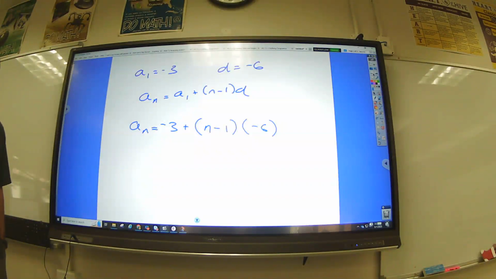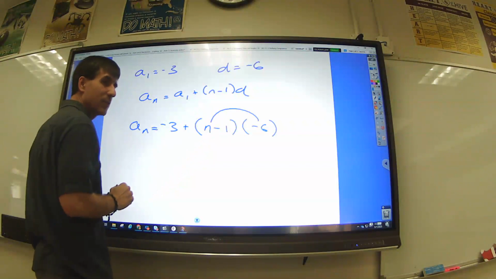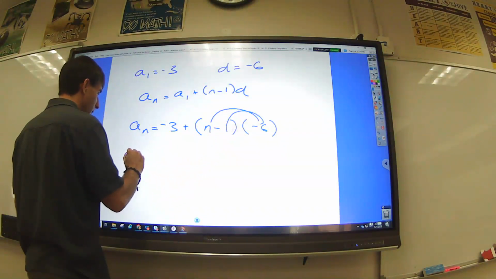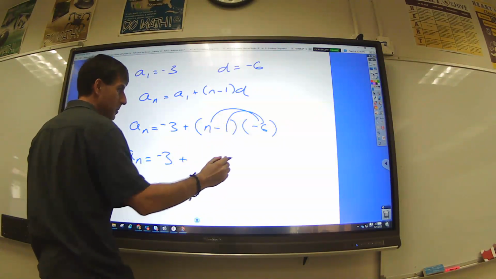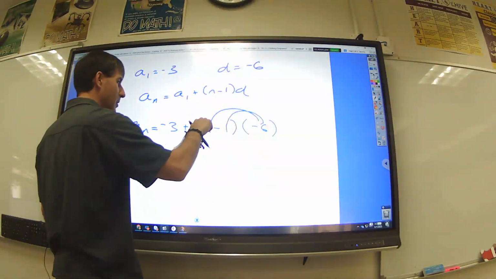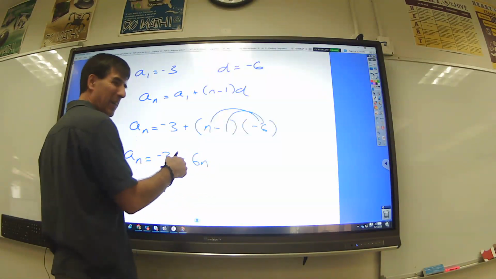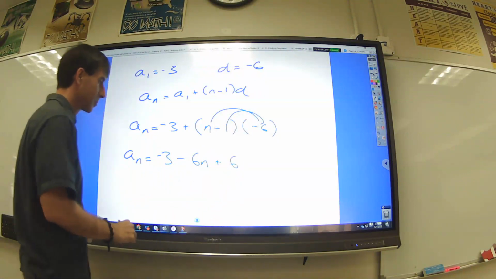So this will give us the rule. But now we have to simplify it. Okay, let's make it purdy. N minus 1 times -6. Multiply -6 times n. Multiply -6 times -1. A sub n equals -3, plus, whoops, instead of plus, I'm going to say -6 times n is minus 6n, because it's a minus now because of the negative, plus 6.